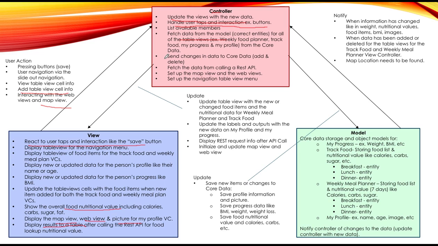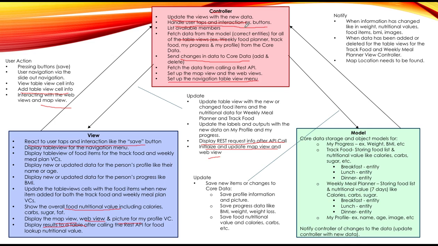From the core data, it sends changes in data to core data. It fetches the data from calling a REST API. It sets up the map view and the web view, and sets up the navigation table view menu. And then the controller to the view, it updates the view. And again, the update is just it displays the REST request info after the API call. It initializes and updates the map views and web views and all these other ones.